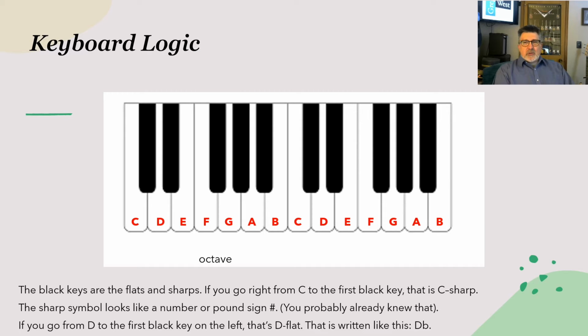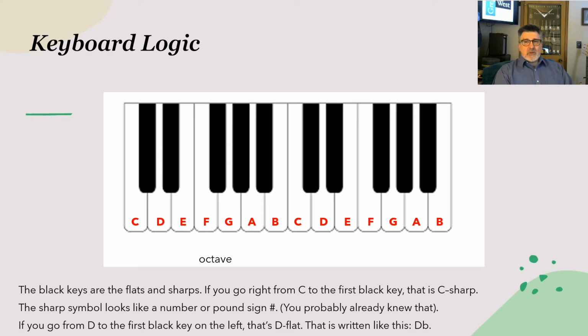If you look at where the C is, and you go to the first black key, that would be C sharp. Now look at where D is. If I go down or to the left to the first black key, that would be D flat. So the same note has 2 names. C sharp is D flat.